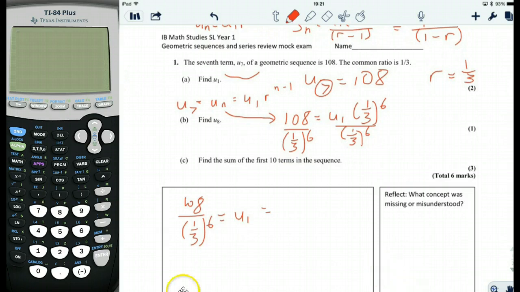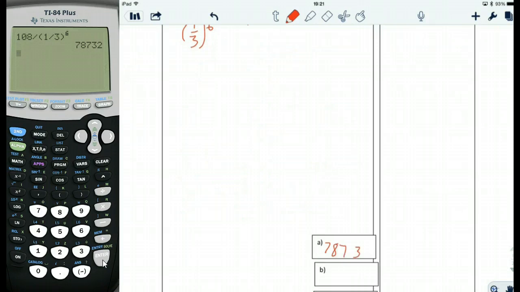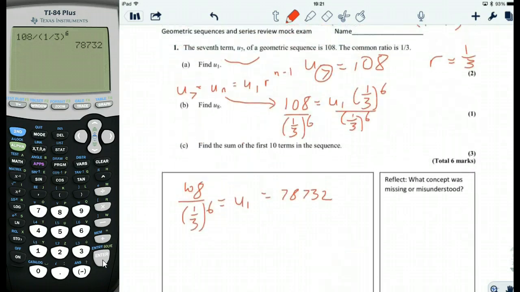So let's calculate it out in the calculator. 108 divided by one third to the sixth. 78,732. Okay. So U1 is 78,732. You notice that r is one-third, so the first term is actually quite big, and the seventh term is small.